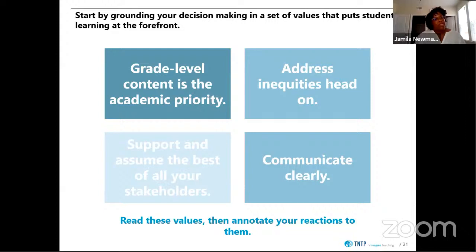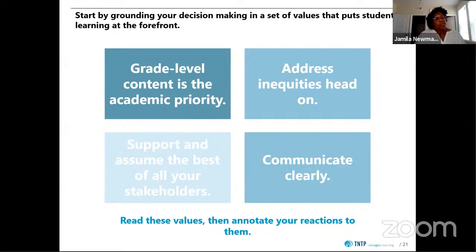That means I'm not trying to go through a whole host of standards all the way back from kindergarten forward. I'm only looking for those standards, skills, or knowledge that are most applicable to my grade level content. And those are the things that I'm really focused on. So grade level content is the first priority, meaning that that's what really centers our thinking about accelerated learning.